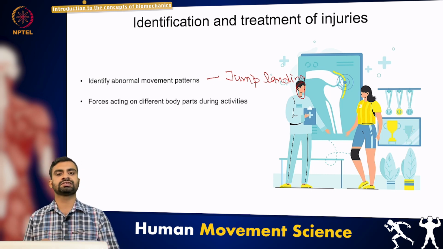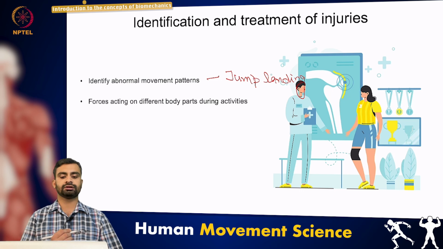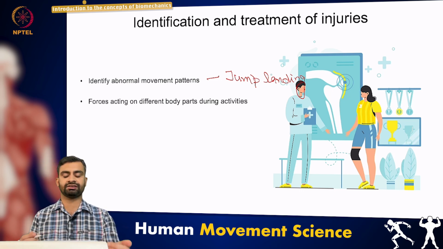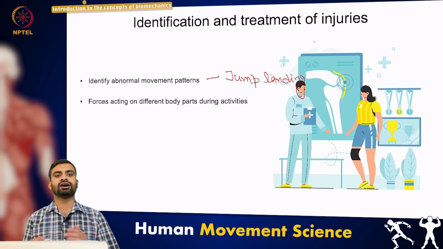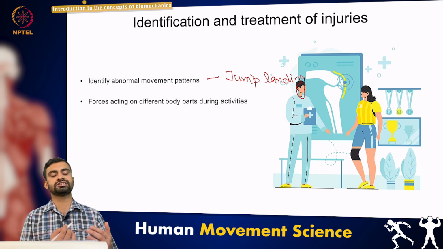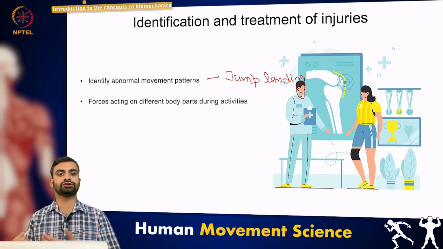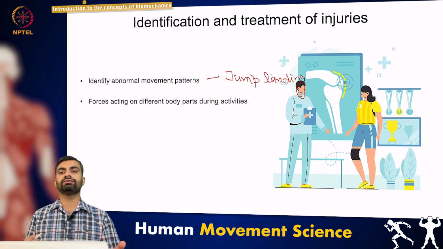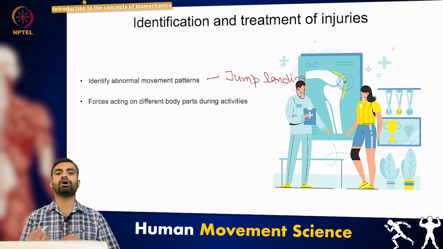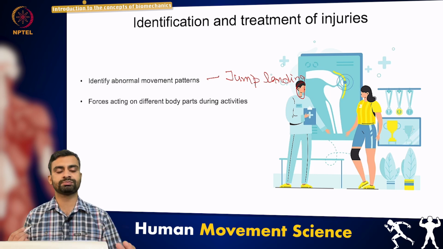This also helps us to have information on the forces which act on the body parts during a specific activity. For example, when a sprinter is running, how much force or movement is being generated at different joints, such as the ankle joint or the knee joint. This understanding will help us to identify the cause of an injury and later on help us to treat that specific injury.